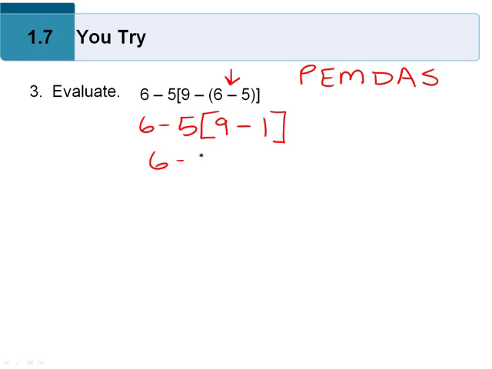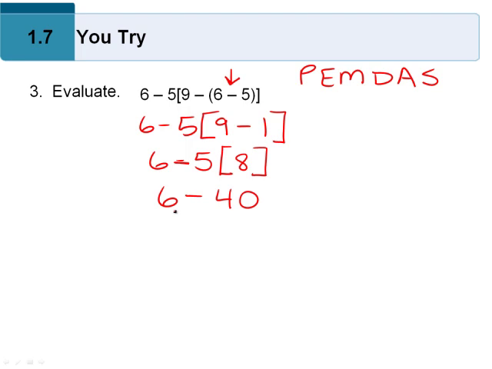So keep 6 minus 5, and 9 minus 1 is just 8. And I have to keep it in brackets because that 5 is right beside those brackets, which means multiplication. So now you're looking at, do you want to subtract or multiply? Multiply, right. So we have 6 minus 5 times 8 would be 40.